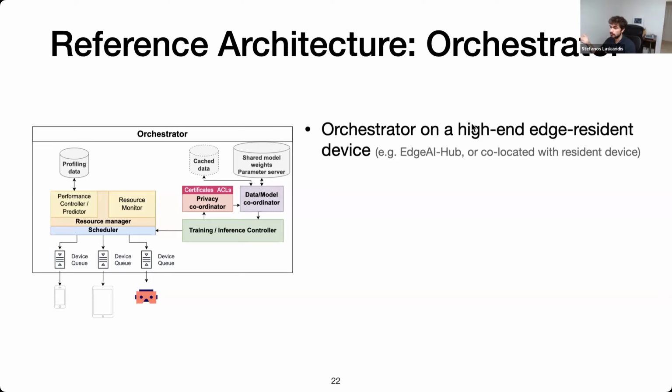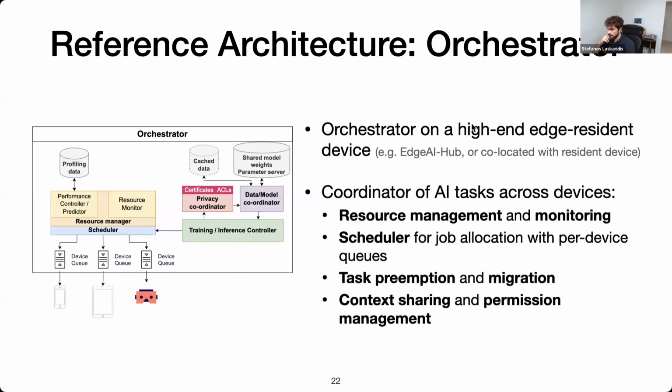This could be, for example, your TV, which is always there, and it can host a capable chip on a large surface. Moreover, there can be primary or secondary orchestrators in case you have high loads, for load balancing, as well as for fault tolerance. The role of the coordinator is to manage and monitor the resources, schedule jobs per device, handle task preemption and migration, as well as to be the gatekeeper of permissions to different data sources.